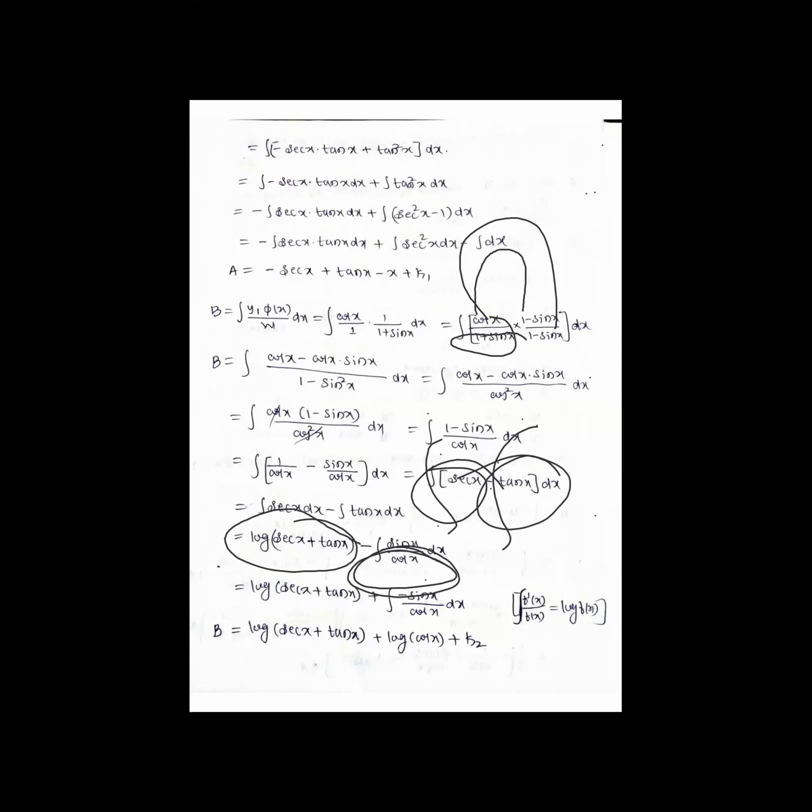So see, differentiation of the denominator should be there in the numerator. So this minus sign, I'll take inside, I'll make it as plus. So integration of cos x will be minus sin x. So log f of x I can write. What is log f of x? That is, f of x is cos x here. Okay. So that I'm writing. So finally, I'm getting the values of both a and b. Okay.